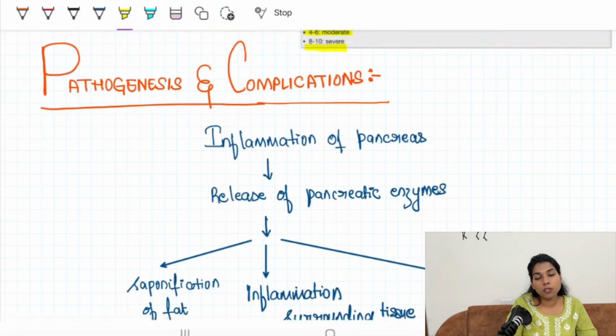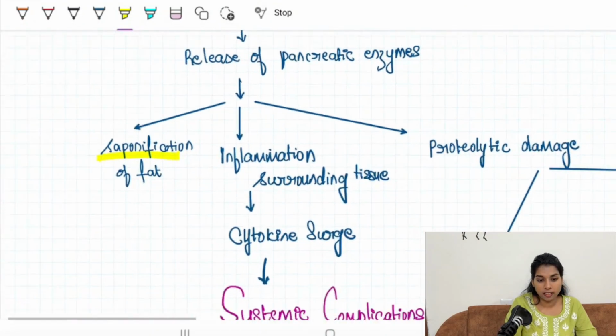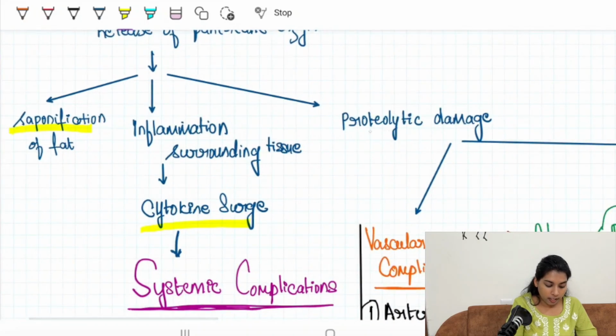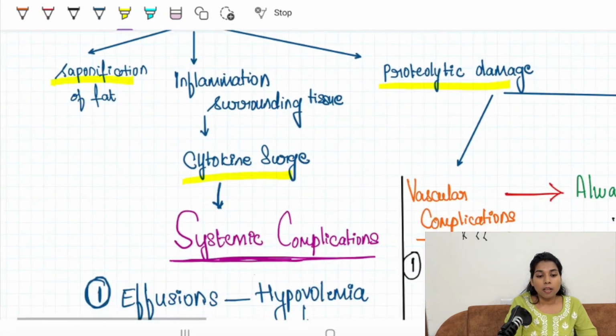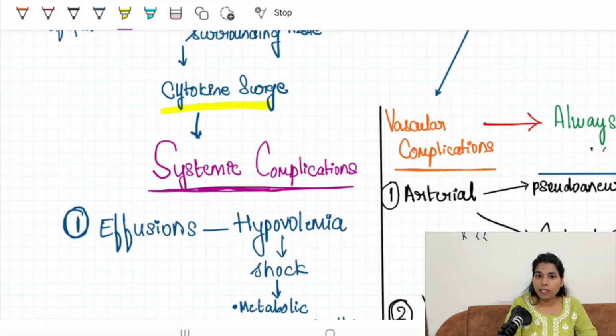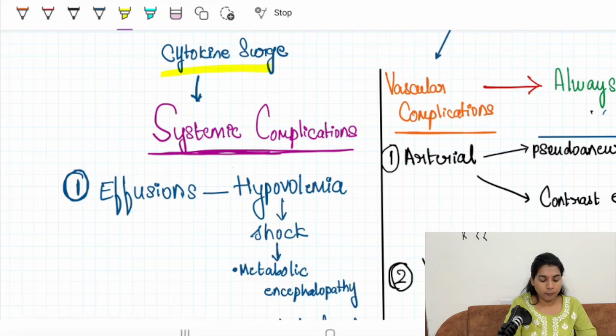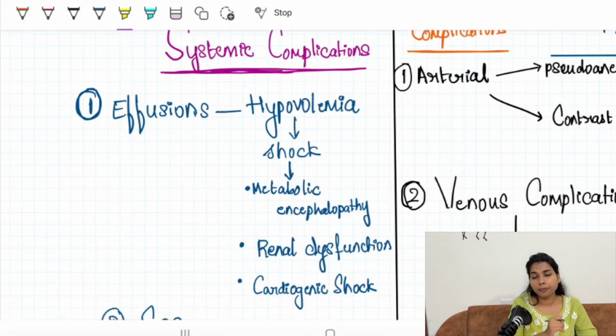Now we'll look at the pathogenesis of acute pancreatitis with its complications. So we already know acute pancreatitis is nothing but an inflammation of the pancreas. Once there is inflammation of the pancreas, there will be release of pancreatic enzymes into the surroundings. These pancreatic enzymes will create inflammation of the surrounding structures, which leads to saponification of fat, cytokine surge, and proteolytic damage of the surrounding vessels as well as the organs, right? Because of this cytokine surge, there is an excessive inflammatory response occurring in the body, which leads to various systemic complications.